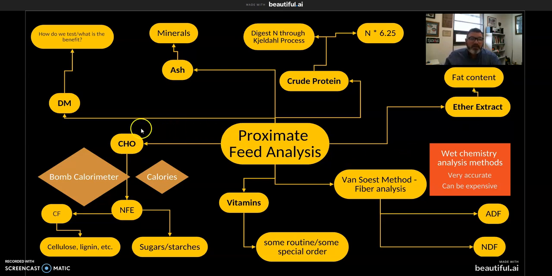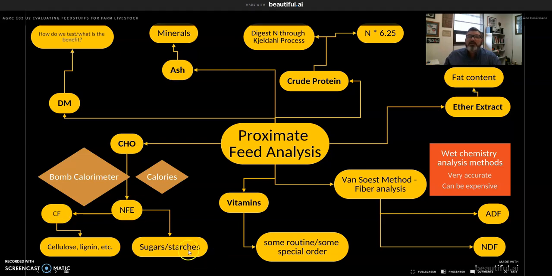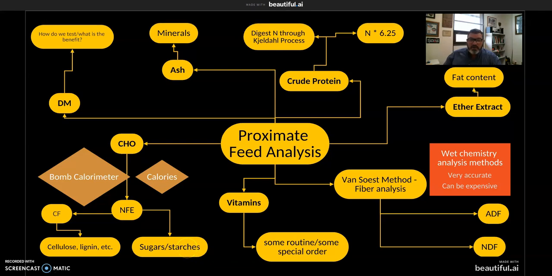Go to the bottom left-hand quadrant of the slide, and we'll measure carbohydrates. And so we're going to measure both nitrogen-free extract and crude fiber. We'll hit both of those things. Crude fiber is the cellulose and lignin component, and nitrogen-free extract is the sugar and starches component. Two different pieces of the carbohydrate picture that we want to figure out in a different manner.